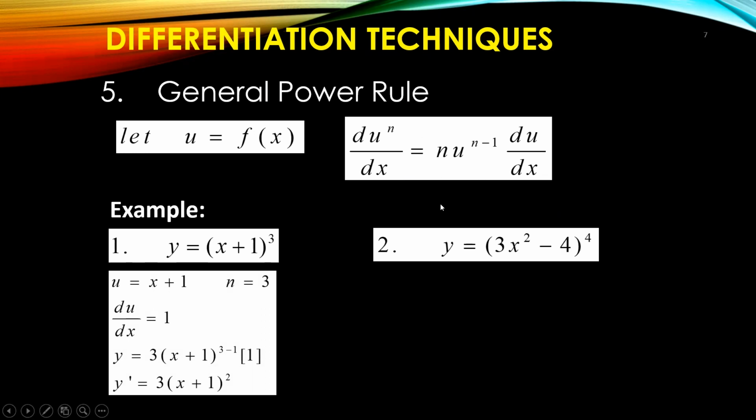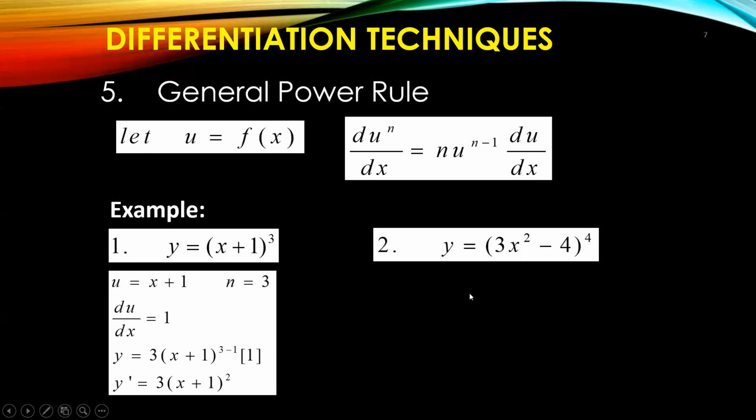So look at the formula here. n, 3, u to the n minus 1, du over dx, which is 1. You'll notice whenever I write brackets, they are the derivatives. This one is a formula, and here is the derivative. Therefore, 3 times x plus 1 squared.